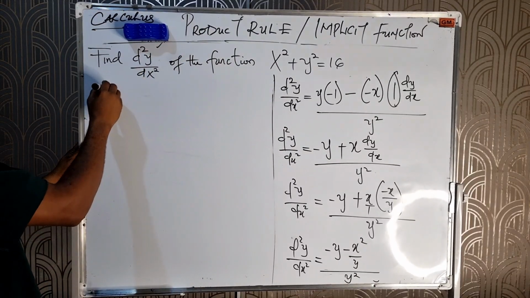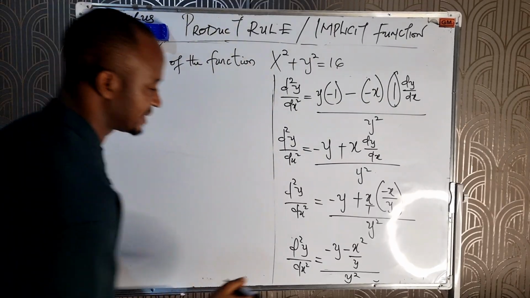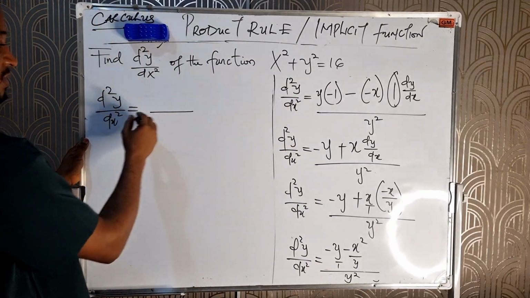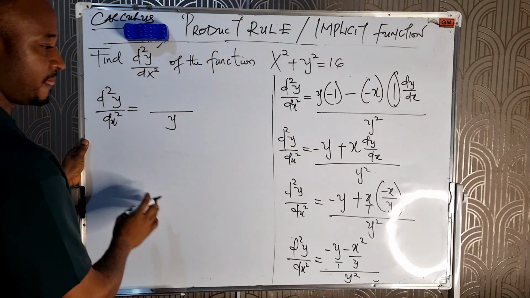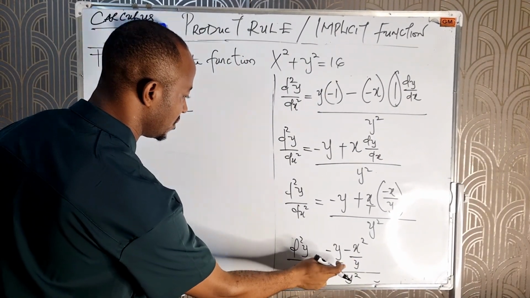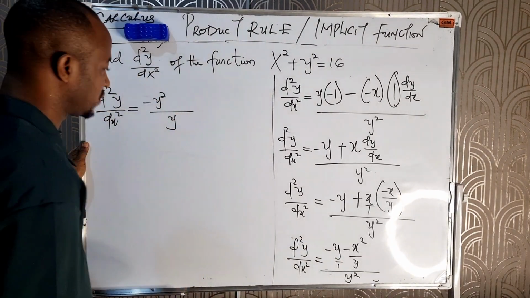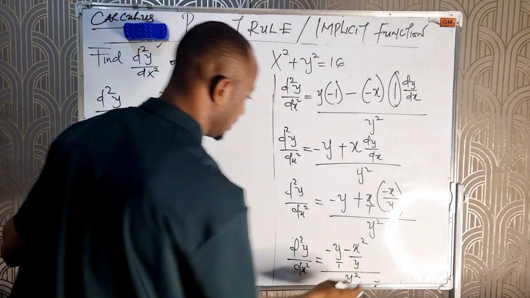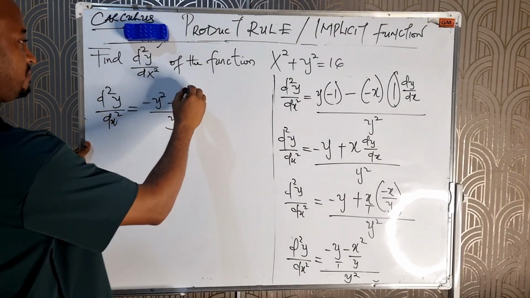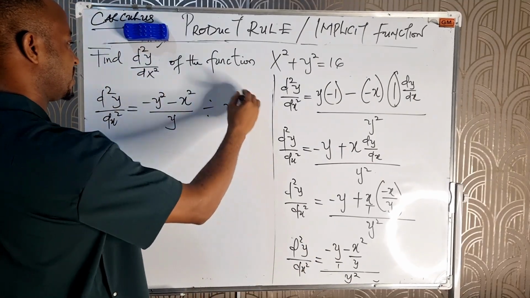So here we have d²y over dx². I can decide to take my LCM here. The LCM between 1 and y is definitely y. If I take this LCM as y, dividing y by 1 gives us y. y times minus y gives us minus y². Let's go again. Divide y by y, that gives us 1. 1 times minus x gives us minus x². This is all divided by y².